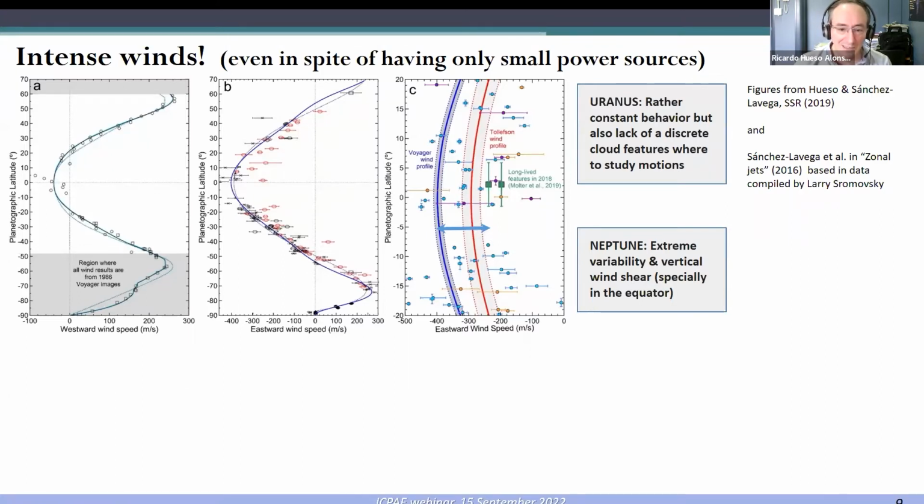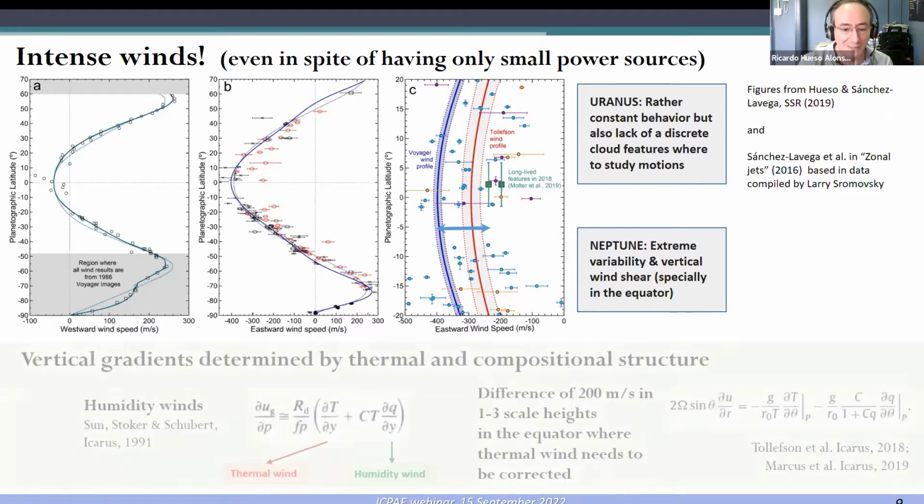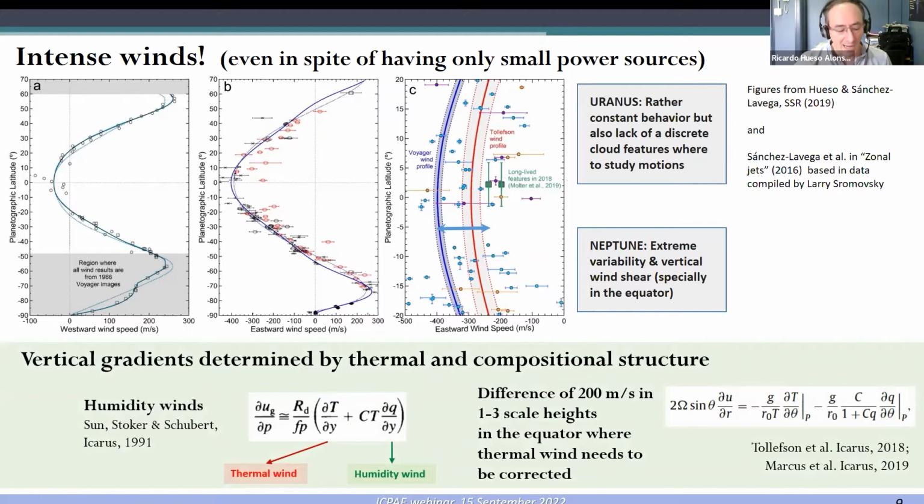And if you look at this, the highest wind shear is at the equator, where the thermal wind equation is not going to work, and you need a different kind of regime. Another thing that makes Uranus and Neptune interesting is that thermal winds are different in these planets. Of course, if you have geostrophic winds, you have the thermal wind relation in which a meridional gradient of temperature is going to change the way the zonal winds change in the vertical. So the vertical gradient of zonal wind in terms of pressure depends on the meridional temperature gradient.